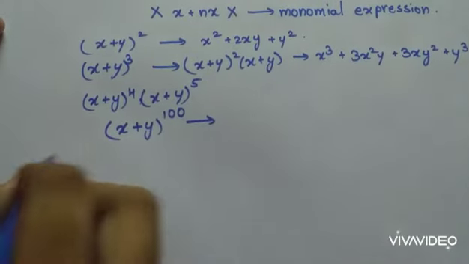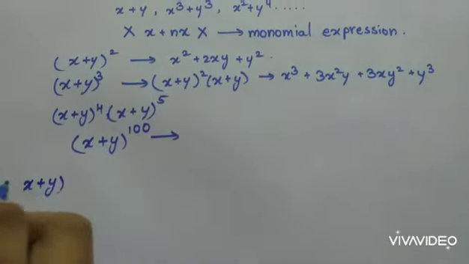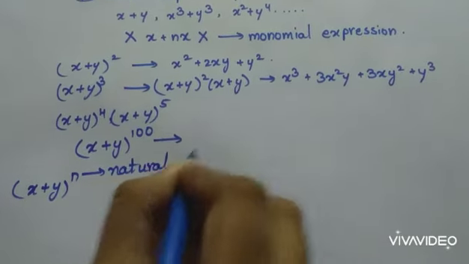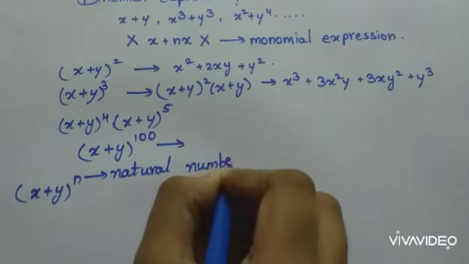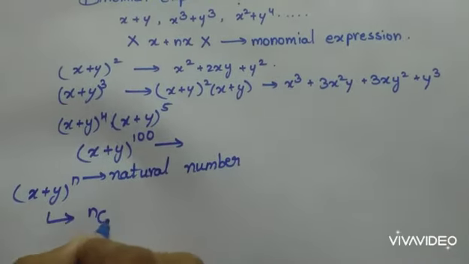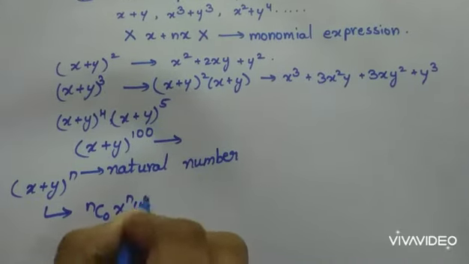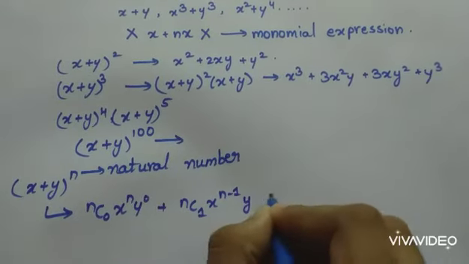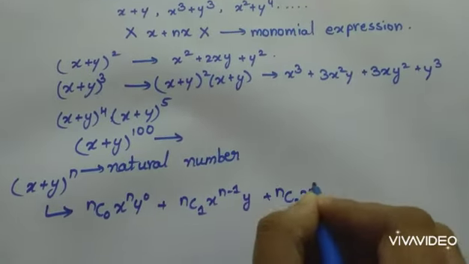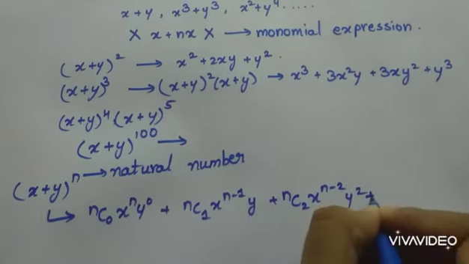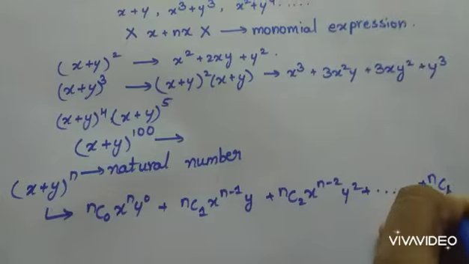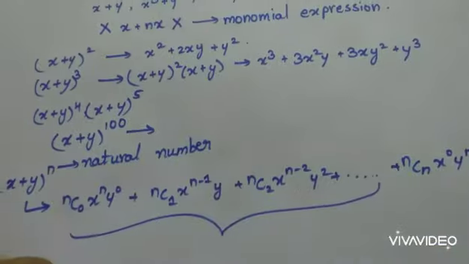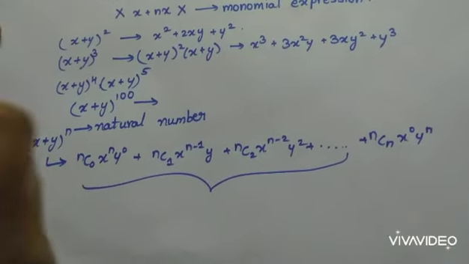According to this theorem, we can expand x plus y whole power n, where n is any natural number, using the expression nC0 into x power n into y power 0 plus nC1 into x power n minus 1 into y plus nC2 into x power n minus 2 into y square plus so on, plus nCn into x power 0 into y power n. Oh, this is such a big expression. How to remember each term of this properly?